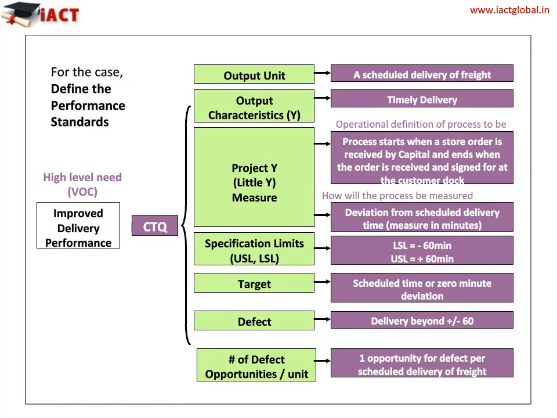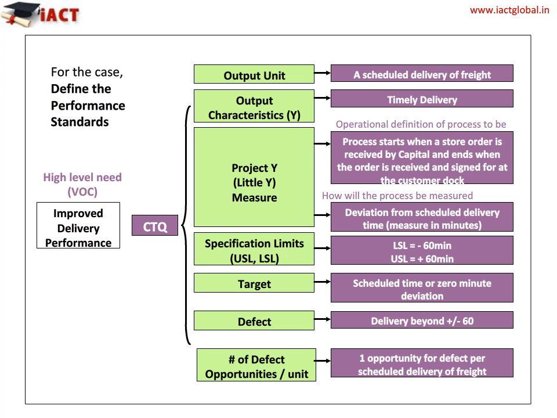Answer for the CAPS Logistics assignment. Operational definition of the process to be measured. The process starts when a store order is received by Capital and ends when the order is received and signed for at the customer's dock. How will the process be measured? Deviation from scheduled delivery time, measured in minutes.